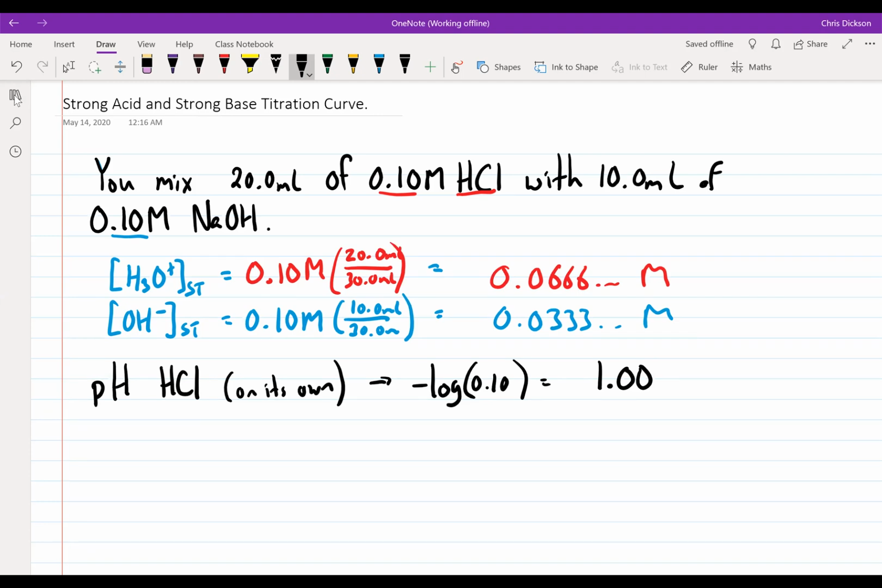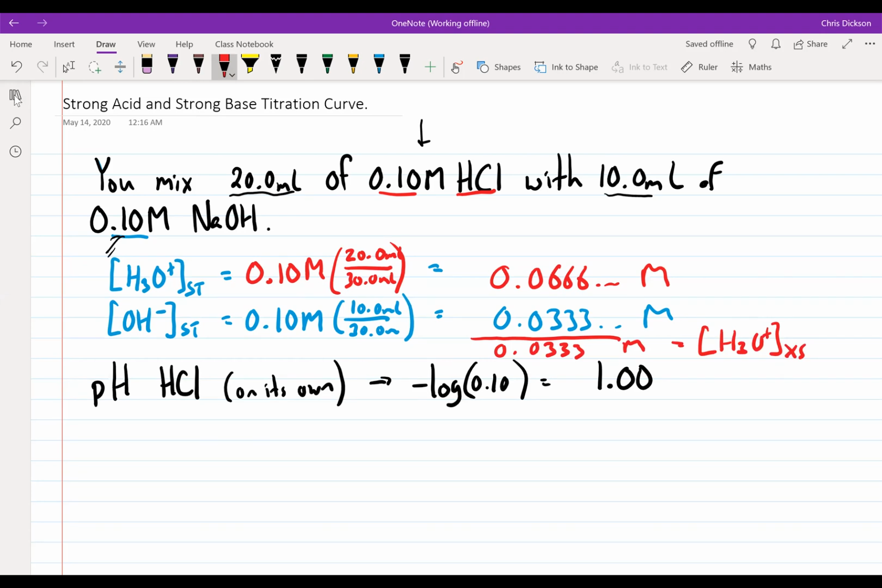Then you add basically half the volume of base that you had of the acid, and the concentrations are the same. So you're adding a good chunk of base here. But would the pH be acidic, basic, or neutral? Well, if you subtract these numbers, you get 0.0333 molar, and that would equal the concentration of hydronium in excess. So that's what you have left over.